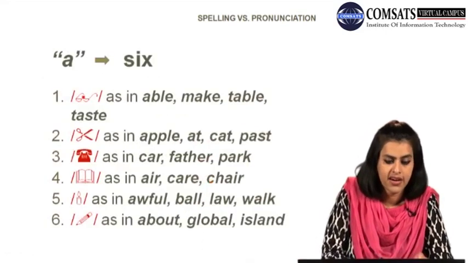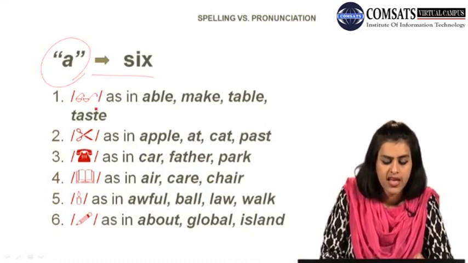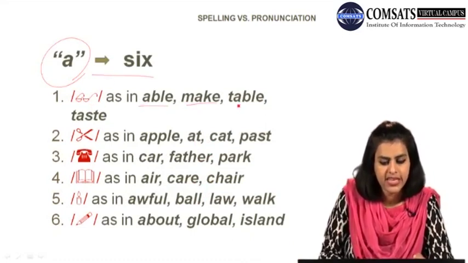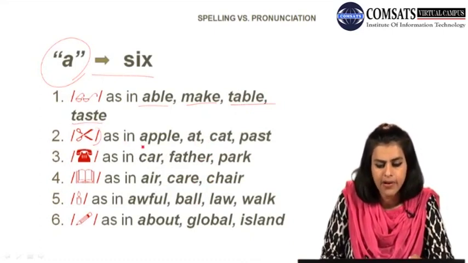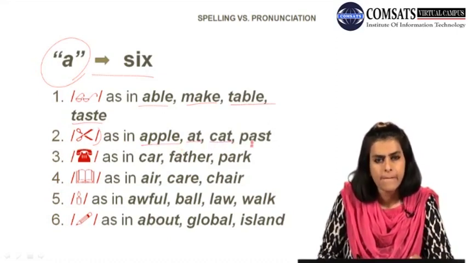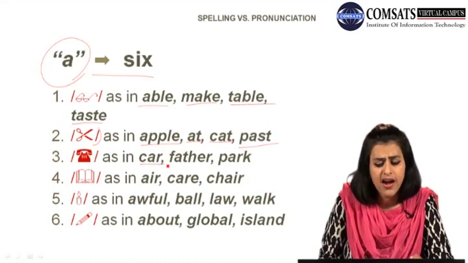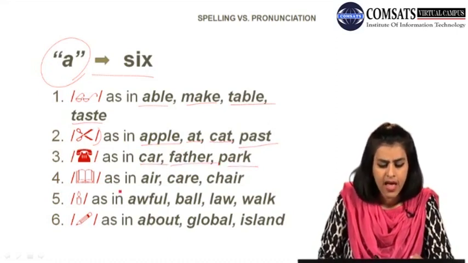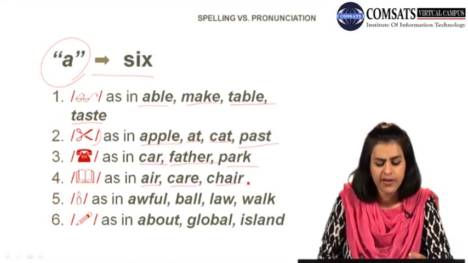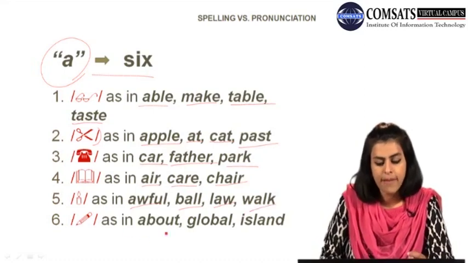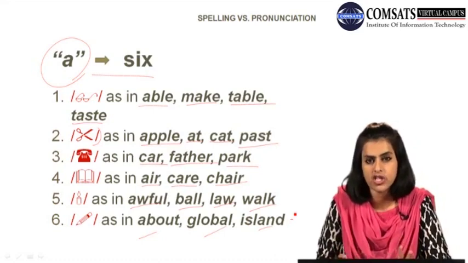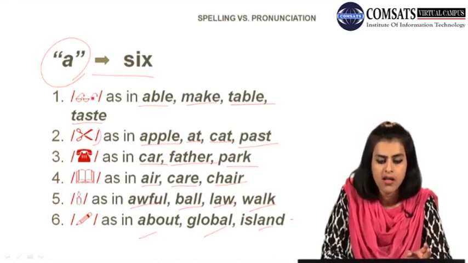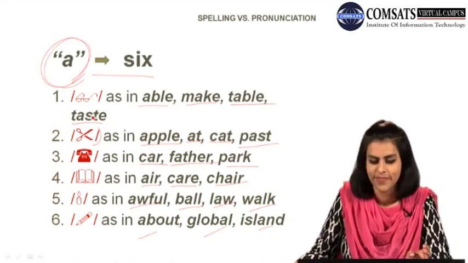Now there are 6 interpretations, as in able, make, table, taste. Then as in apple, at, cat, past. As in car, father, park. As in air, care, chair. As in awful, ball, law, walk. As in about, global, island. So did you see these 6 interpretations of one particular letter A? You would see many more.